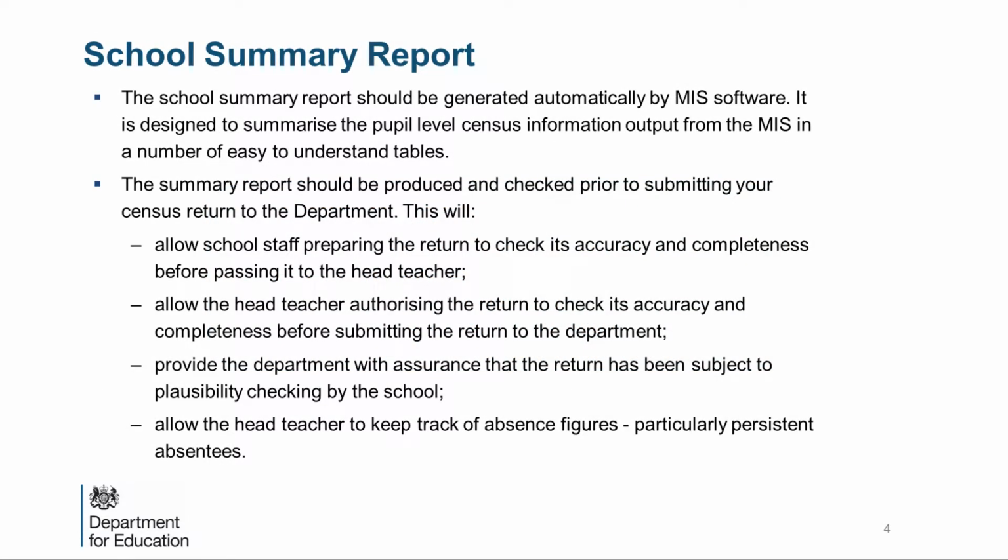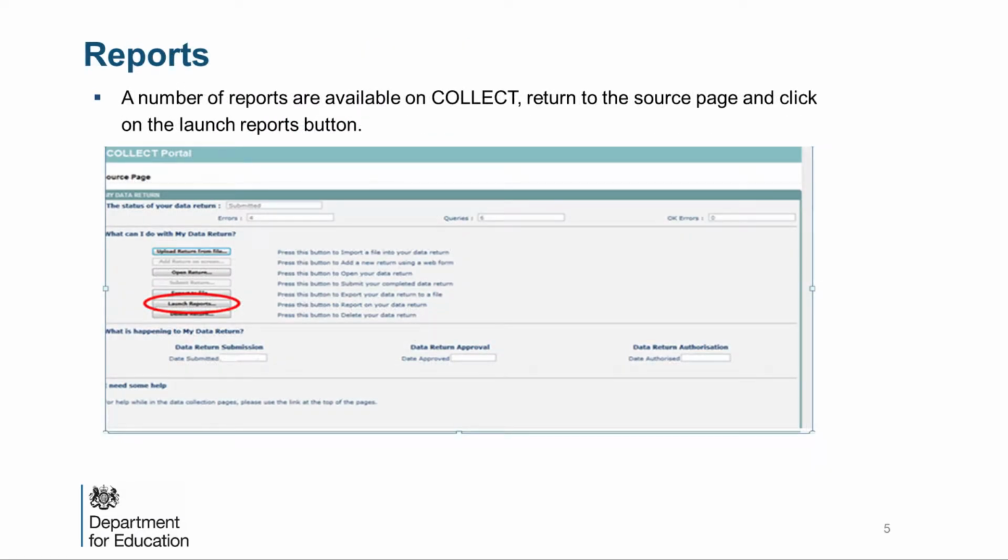The school summary report should be generated automatically by your management information software and is designed to summarise the pupil information held in your school census return in a number of easy to understand tables. It is important that school staff responsible for preparing the return check the accuracy before passing it to the head teacher to authorise and therefore agree to the submission of the census return to the department. The school summary report is for the use of the school, and therefore this does not need to be sent to the department.